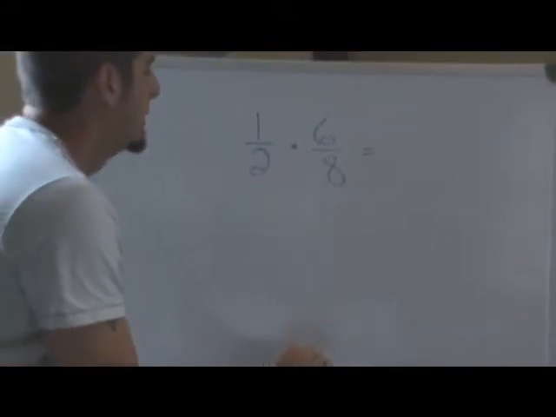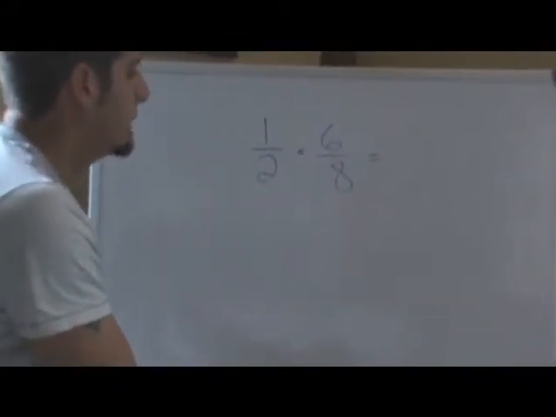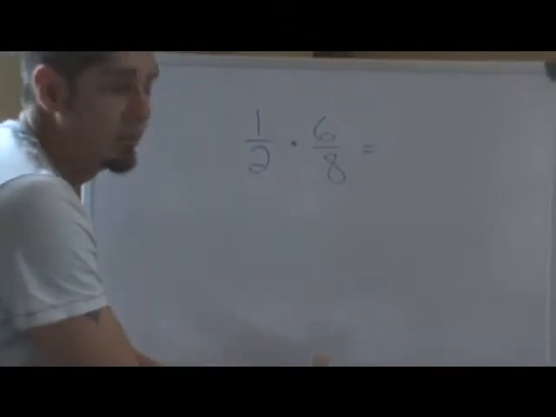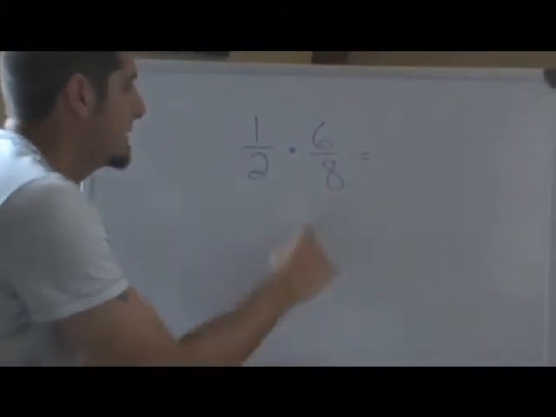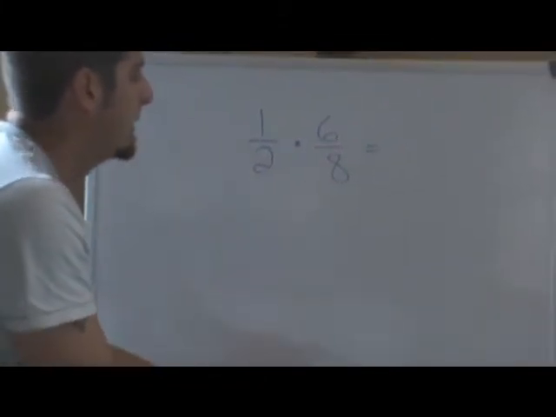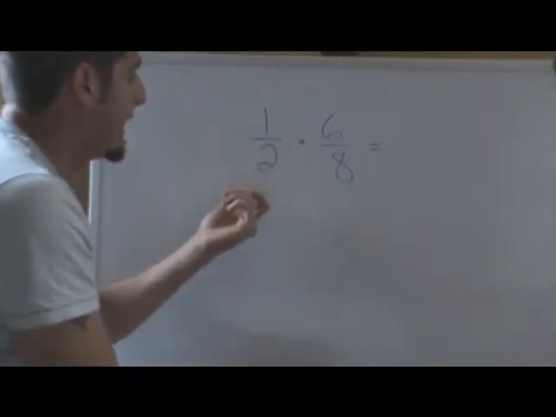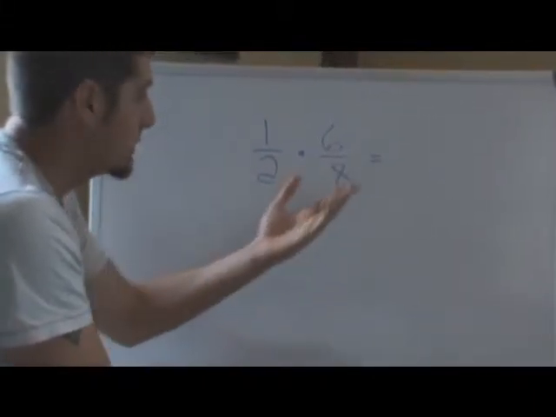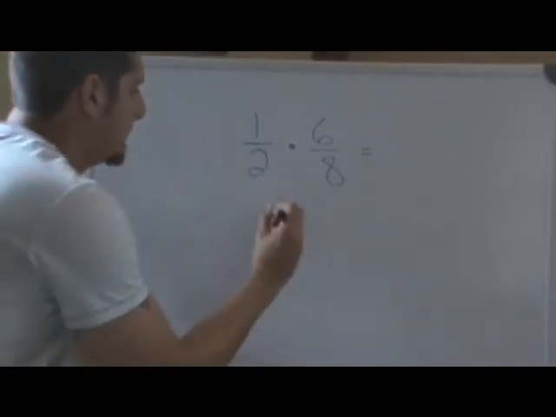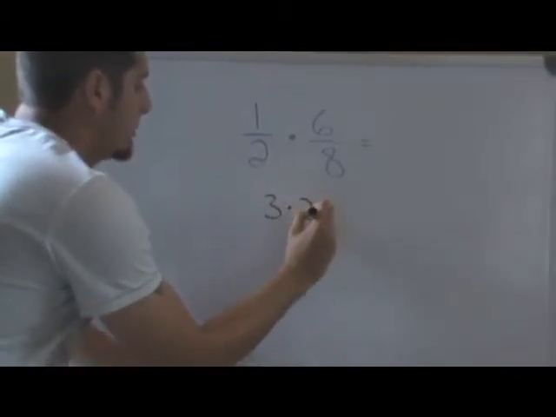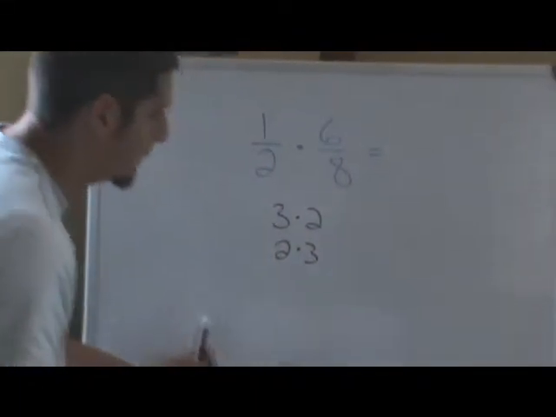So for example, if I take 1 half and multiply it by 6/8, I'm going to find out what 1 half of 6/8 is. The other way though, to think of it is if I take 6/8 and multiply it by 1 half, I'm going to find out what 6/8 of 1 half is. Because remember, multiplication can use the commutative property. 3 times 2 is the same as 2 times 3. Okay, something important to understand.